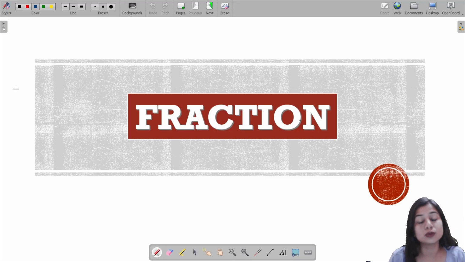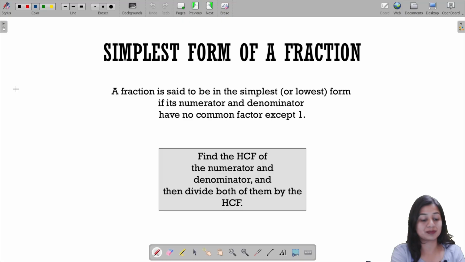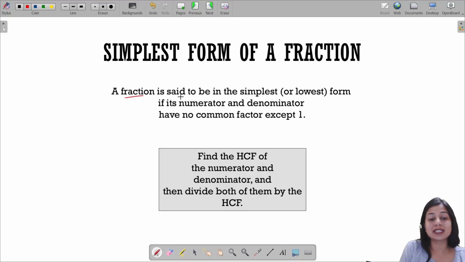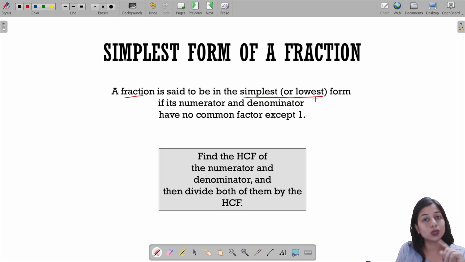Today we are going to do a very important topic of fractions, that is simplest form of a fraction. A fraction is said to be in the simplest or lowest form if its numerator and denominator have no common factor except 1. Now, what is a factor? Let me quickly summarize it. Factor is a number which divides the given number exactly without leaving any remainder. That is, remainder is 0.